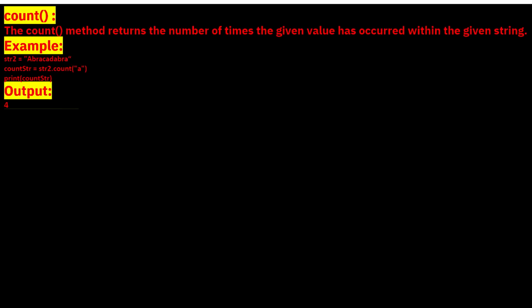Count. The count method returns the number of times the given value has occurred within the given string. Example. str2 is equal to abracadabra. Count str is equal to str2.count a. Print count str. Output. 4.